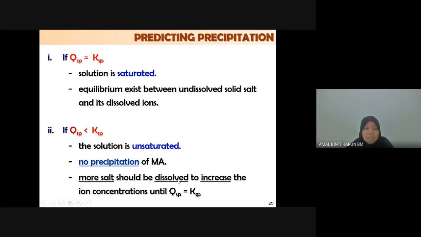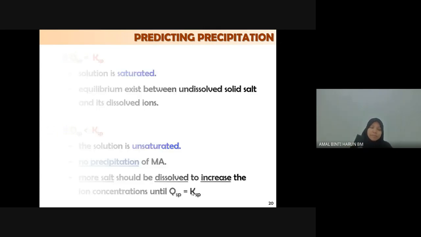More salt should be dissolved to increase the ion concentration until QSP equal to KSP. Maksudnya untuk menjadi larutan yang saturated, dia perlu ceraikan ion tu dengan lebih banyak, perlu hasilkan ion tu dengan lebih banyak. So masih ada ruang bila QSP kurang daripada KSP, masih ada ruang yang boleh kita tambah garam tu untuk menjadi larutan yang saturated.